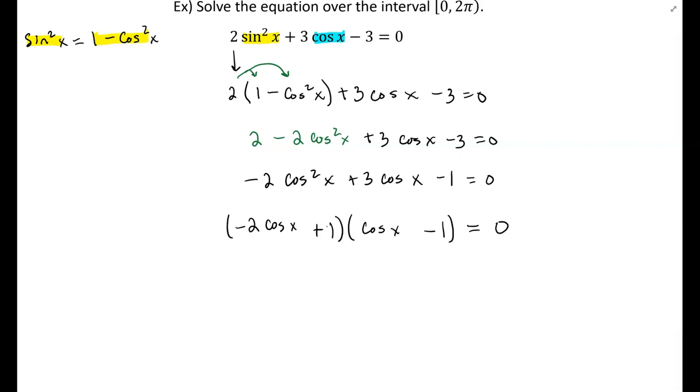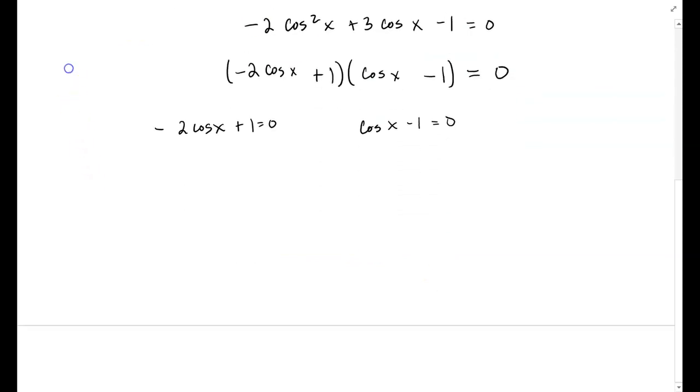Now I'm going to solve by using the zero product property, setting each factor equal to 0 and solving. I'll solve the left side first. I'll subtract 1 on each side. I'll divide by negative 2 on each side.